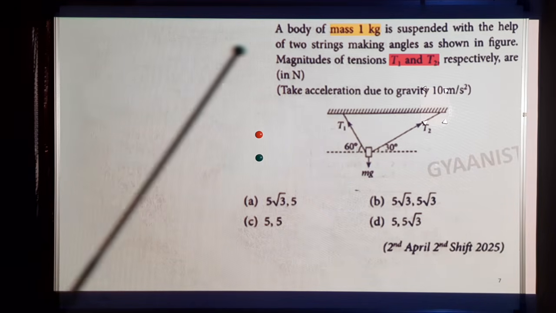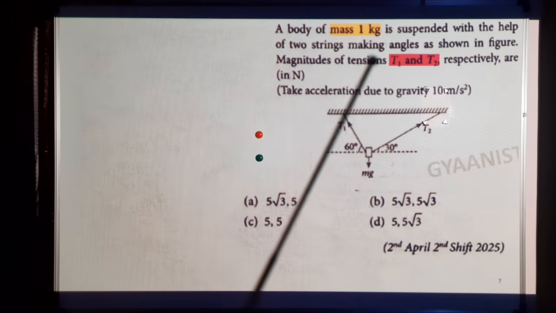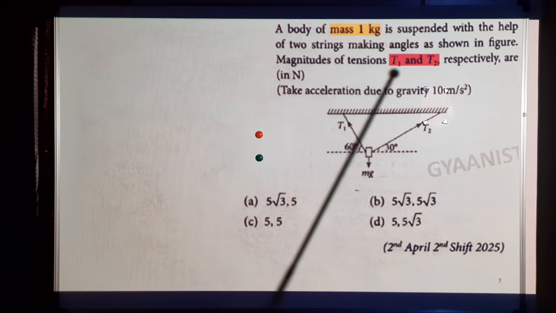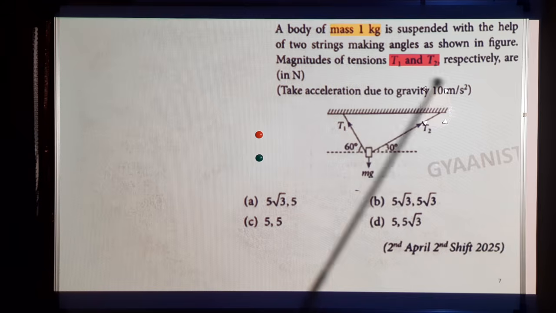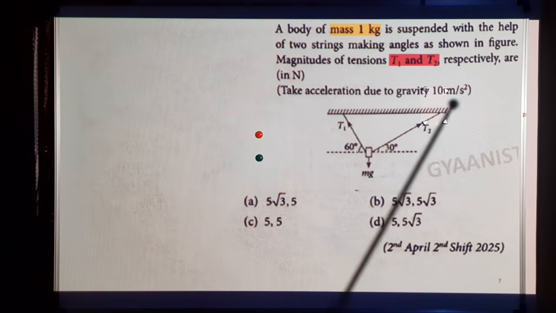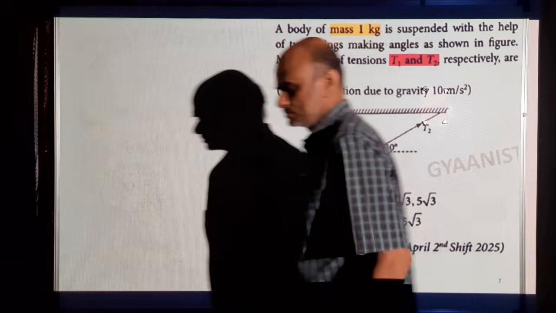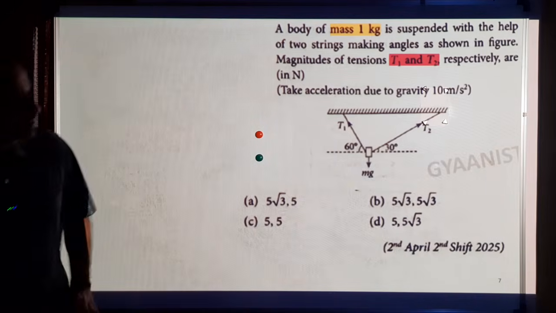A body of mass 1 kg is suspended with the help of two strings making angles as shown in the figure. Magnitude of tension T1 and T2 respectively are, in Newton, take acceleration due to gravity 10 meter per second square. So mass is there, weight is mg, two strings at these angles 30 and 60. So you have to find the values of T1 and T2. But pause and run this question. This was a simple question.